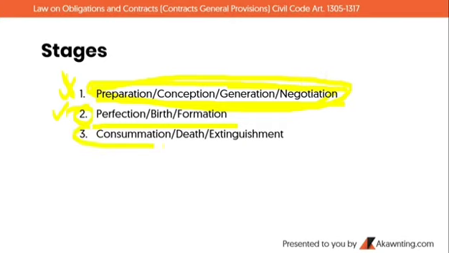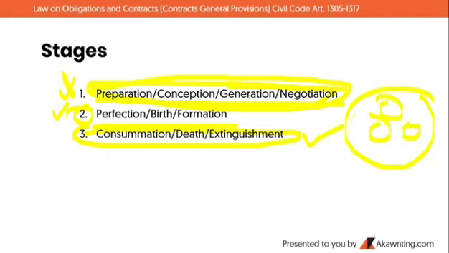Okay? And number 3, we have consummation, death, or extinguishment. Pagdating dito sa number 3, lahat ng obligations within the contract, okay, na-fulfill na, okay? Nagawa na natin lahat. So, ayan, fully consummated na yung contract natin or, ayun, extinguished na siya or, di ba, death, okay?